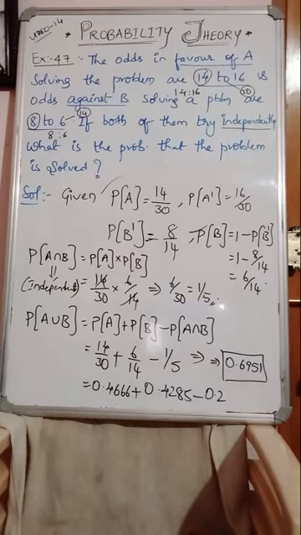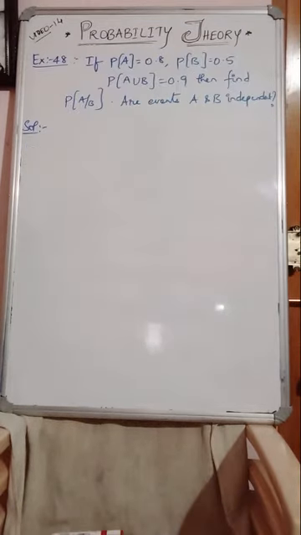Now let us see example number 48. Look at this question now. Example number 48. If probability of A is 0.8 and probability of B is 0.5 and probability of A union B is 0.9. So this is the question. P of A, P of B and P of A union B, all three are given, known. And find P of A given B.